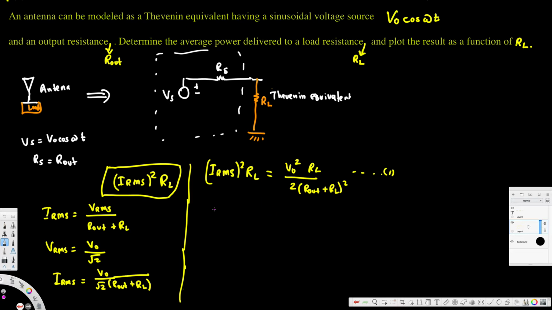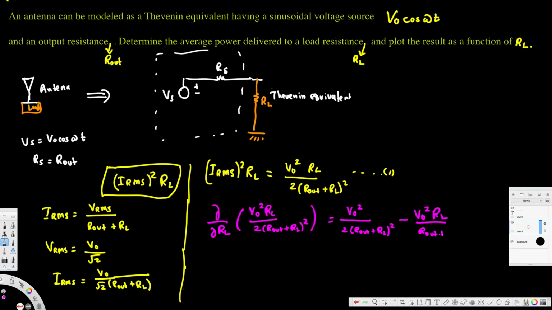To find out the peak, we can differentiate this equation. If we differentiate this one with respect to RL, we differentiate V0 square RL over 2 times Rout plus RL square. That is equivalent to V0 square over 2 times Rout plus RL square, minus V0 square RL over Rout plus RL cube.